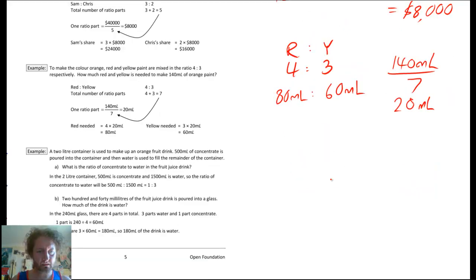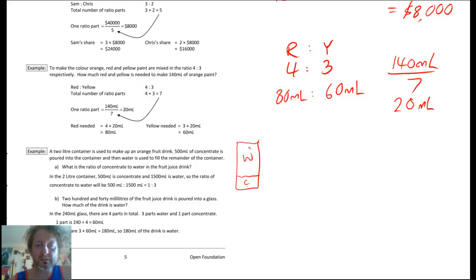The next one, okay, again we'll do it to the side. Let's read through carefully. A 2-litre container is used to make up an orange fruit drink. Okay, 500 mils of concentrate is poured into the container, and then water is used to fill the remainder of the container. Now, do whatever's needed. Here's my 2-litre container. 500 mils of concentrate, and then water is used to fill the rest.